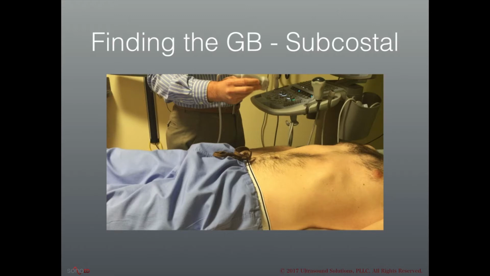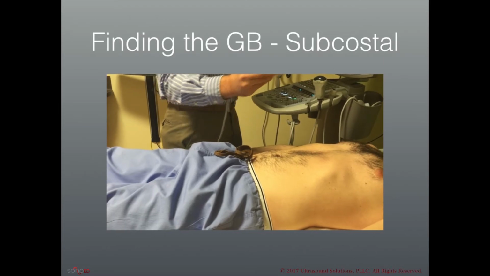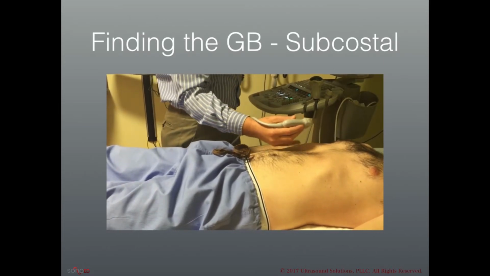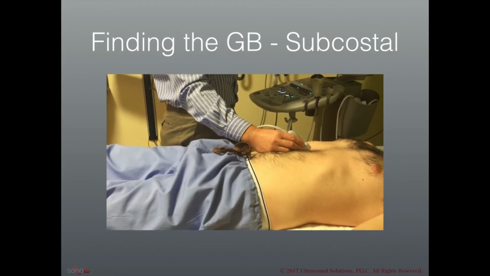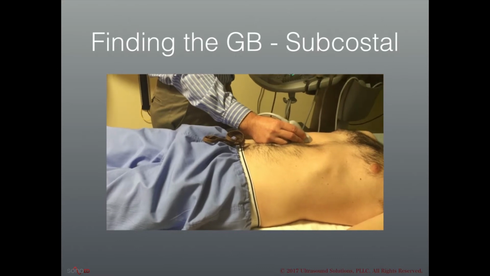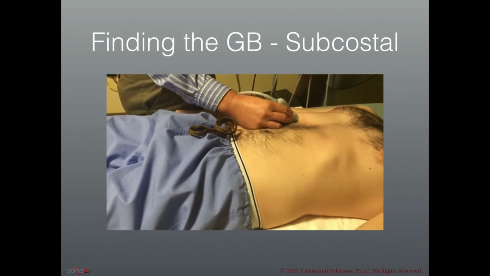In the subcostal approach to finding the gallbladder, place the ultrasound probe beneath the inferior aspect of the ribs and scan lateral to medial and back, looking for the gallbladder in this region.